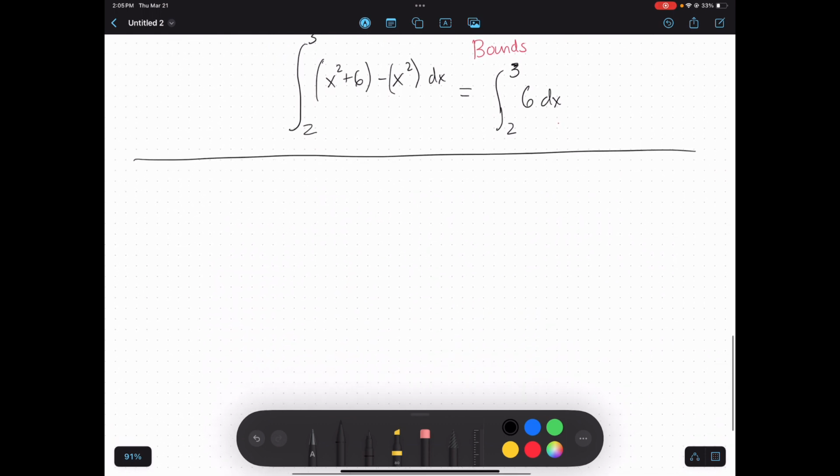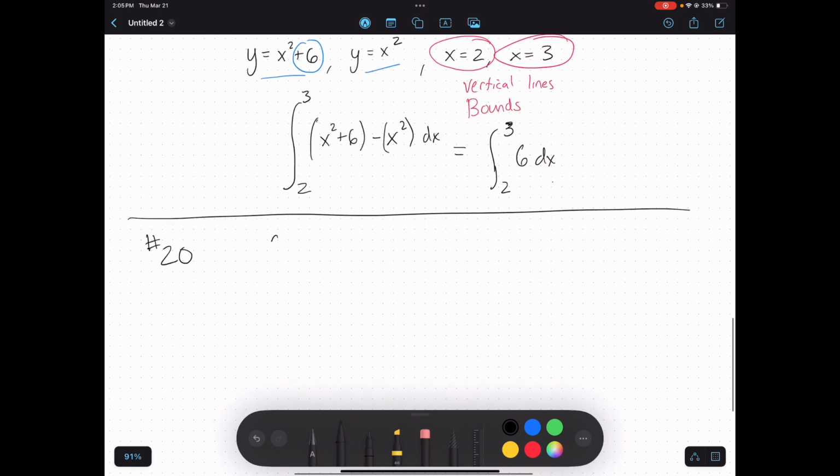Next, let's talk about number 20. Okay, number 20 is back to indefinite integrals. Oh no, just kidding. It's a definite integral. It goes from 0 to 1 of 32x cubed e to the x to the 4th dx.